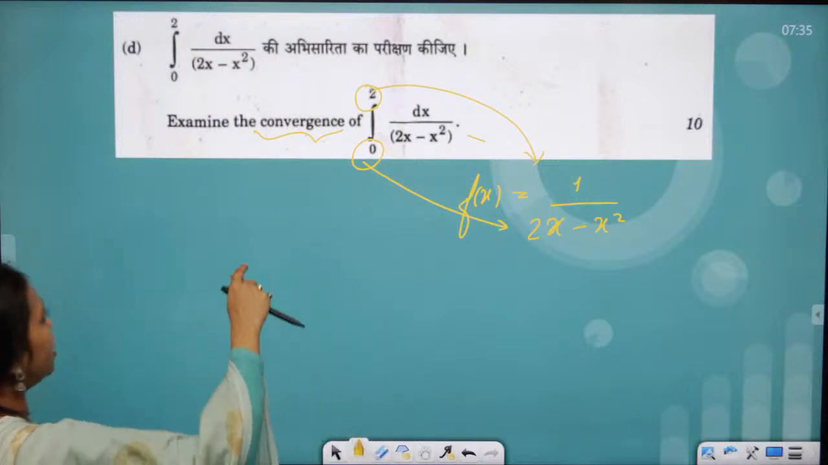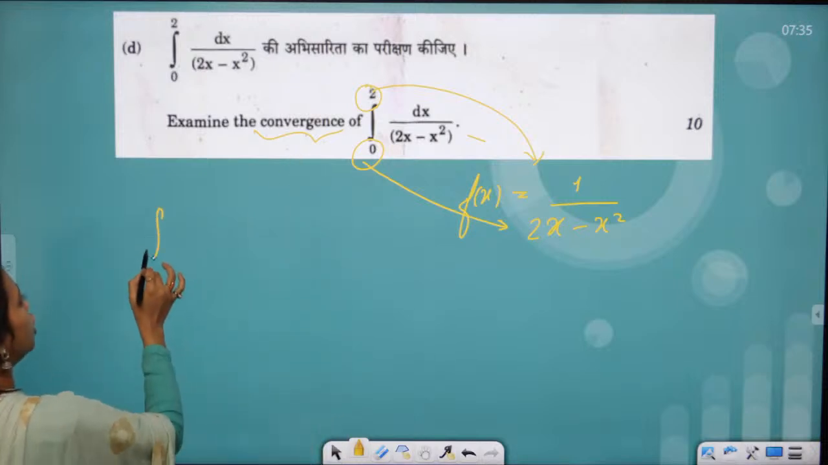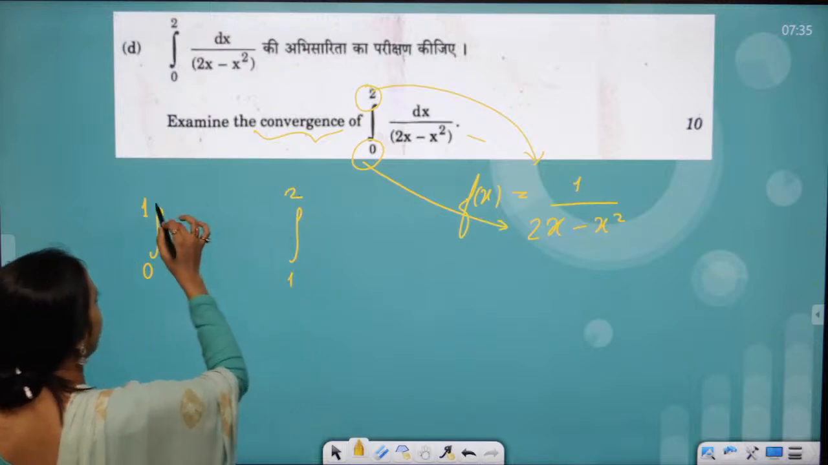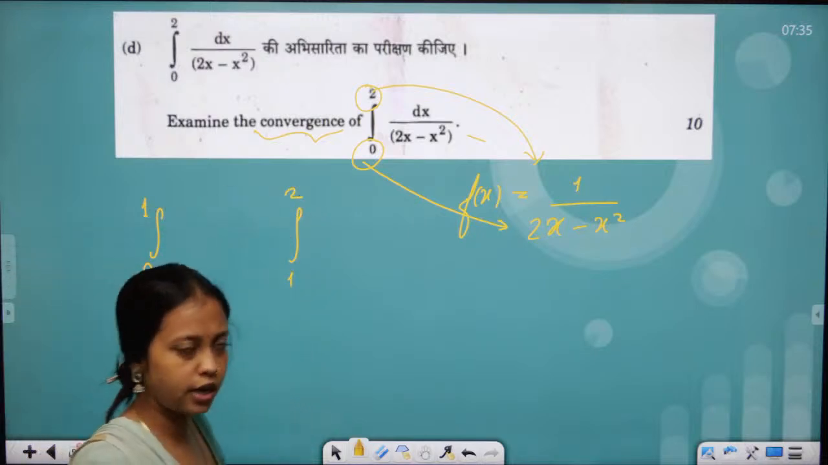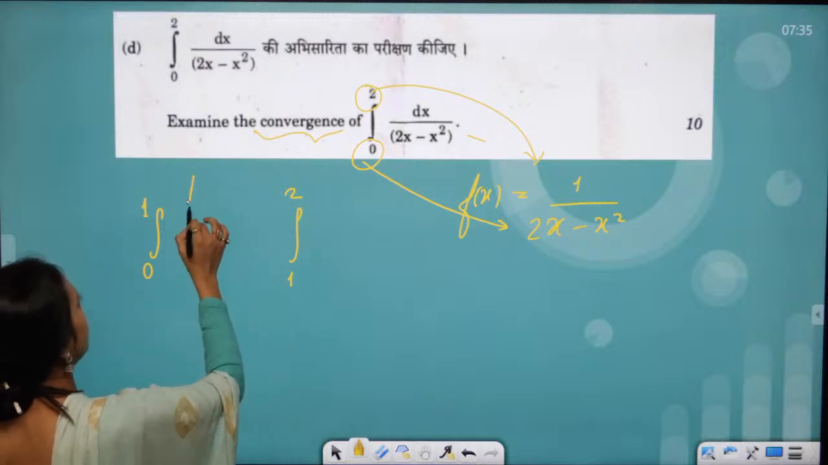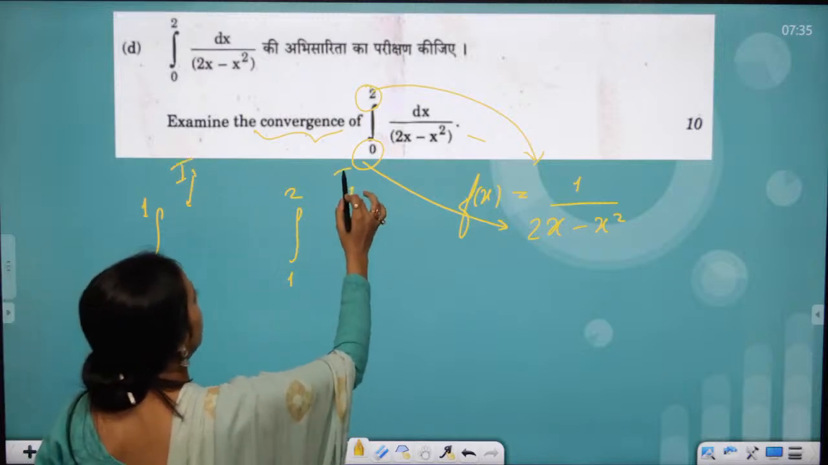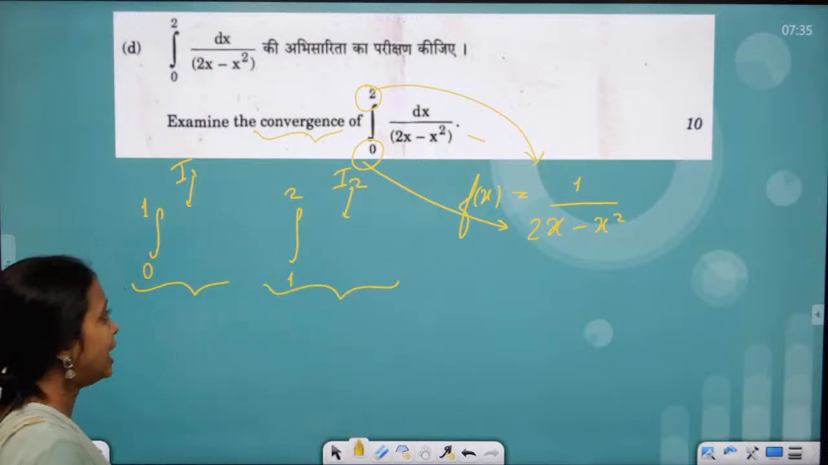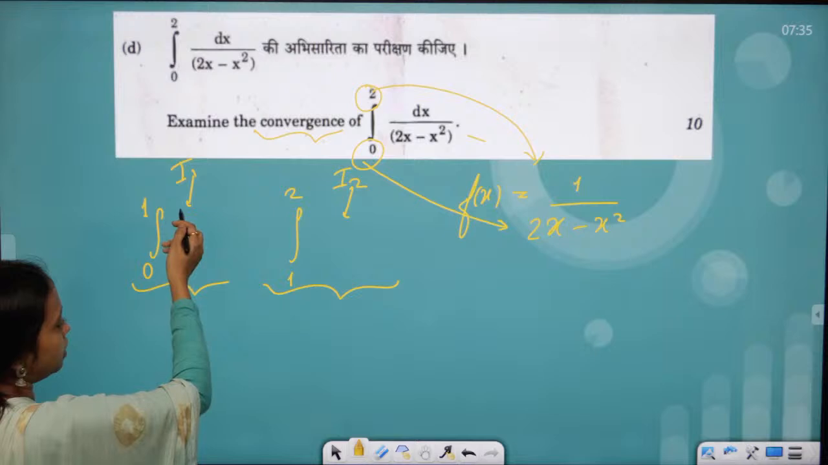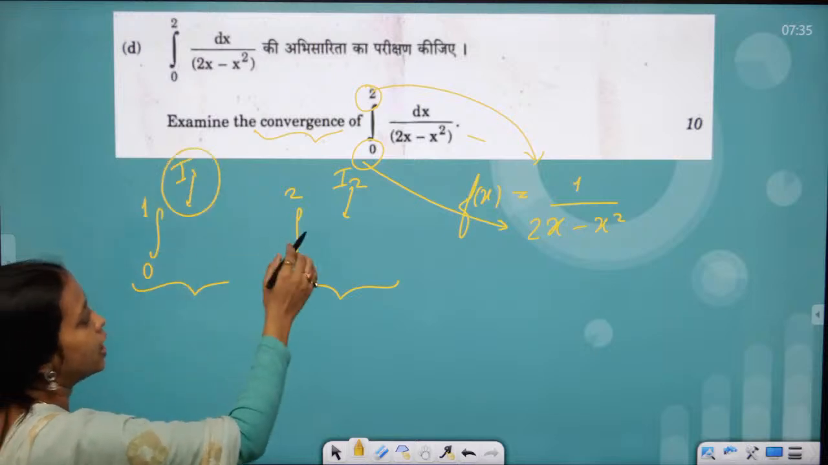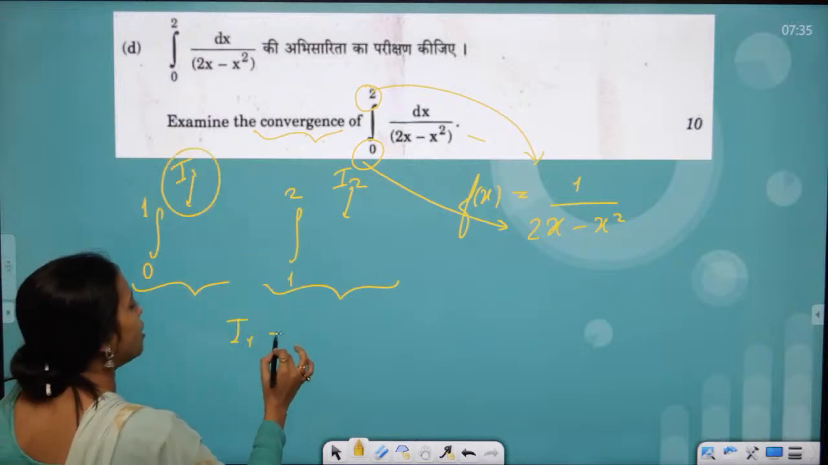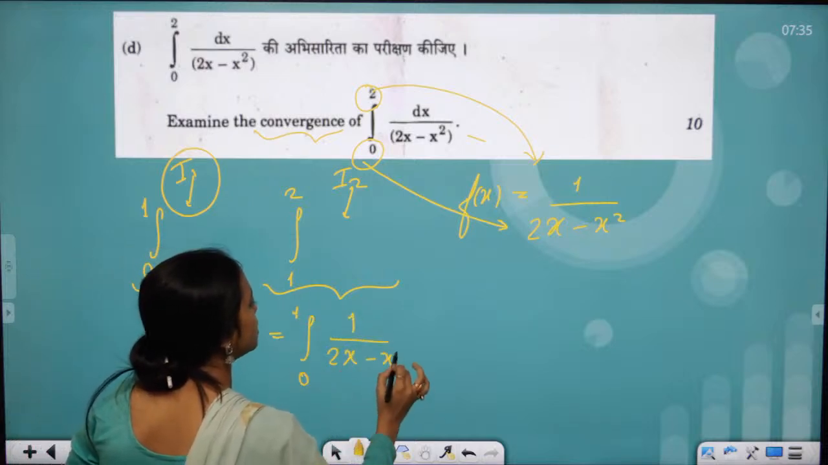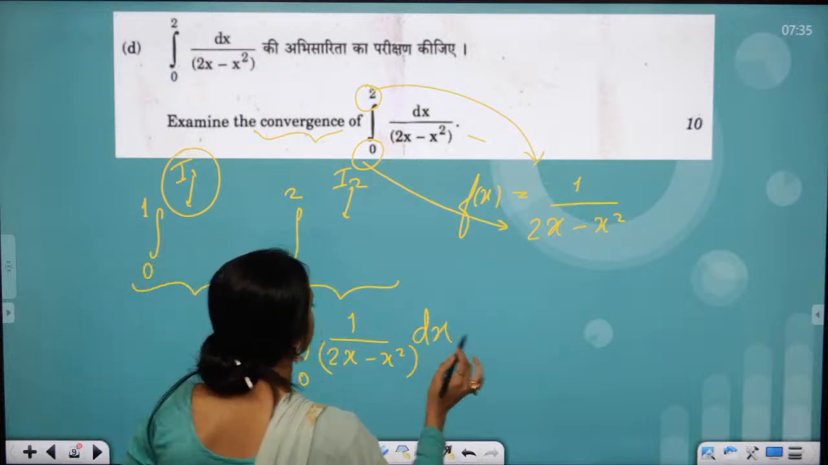So what we can do, we can break the integration. You discuss it for 0 to 1 separately and 1 to 2 separately, because at 1 I don't think there is any problem, right? So if this is the integration I1, this is the integration I2. So you discuss the convergence of I1 and I2 separately. Okay, let's make an observation for I1. I1 will be the integral from 0 to 1 of 1 upon 2x minus x square dx.